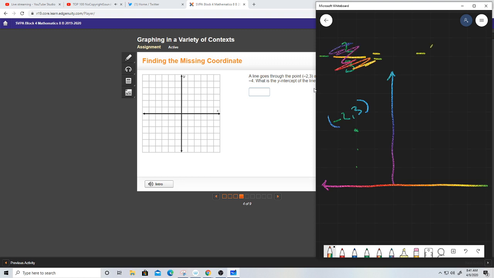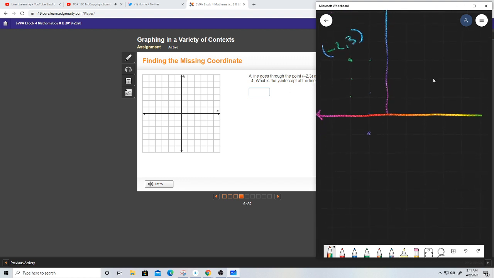A -4 slope, when it's just a whole number, when it's not a fraction, you put a 1 down here. So what it tells us is it goes over 1 and then down 4. So from here go 1, 2, 3, 4. And we haven't hit the y-intercept yet, so we've got to do this at least one more time.